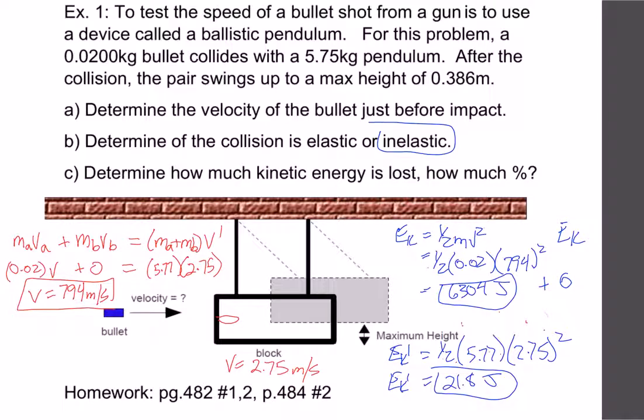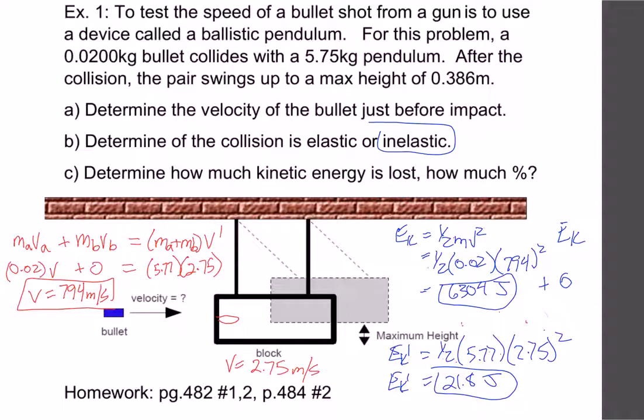So the key thing to understand is when a bullet hits a block of wood and they stick together, or any other kind of objects that stick together in a collision, we always say that those are completely or totally inelastic. If they stick together, pretty much all of the energy gets lost, so it's totally inelastic. Otherwise, if they bounce off each other, it's going to be somewhere in between. It's still inelastic, but not a total loss.